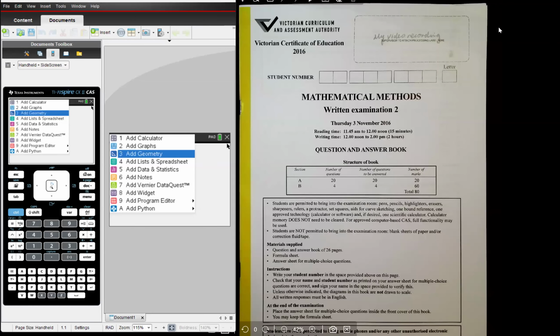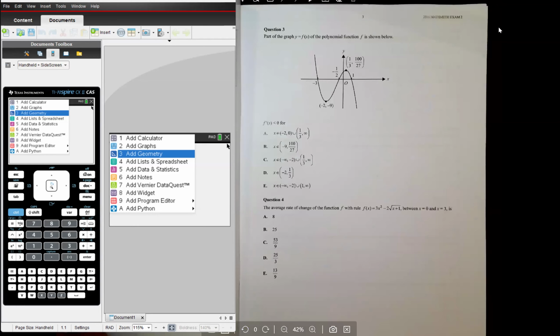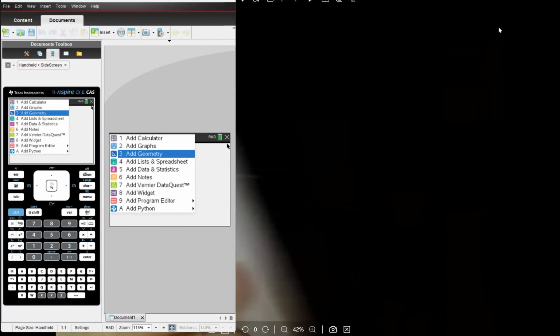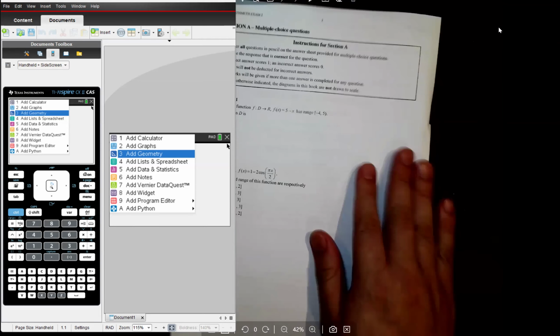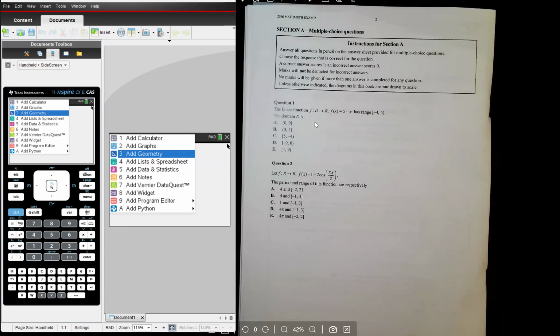So this is my second video to go through the 2016 Mathematics Exam 2, Section A, multi-choice questions. Right, so let's have a look at the first question. The linear function f is restricted on a domain D, and it's 5 minus x. The range is minus 4 to 5. So we would like to work out the domain D.